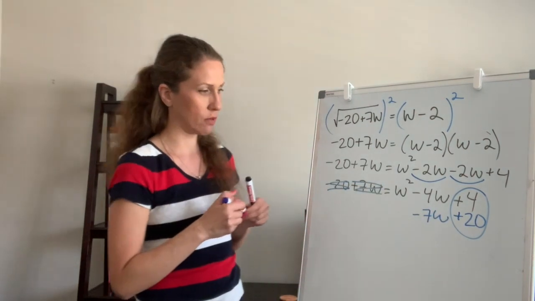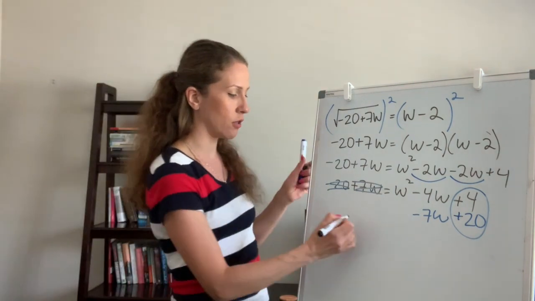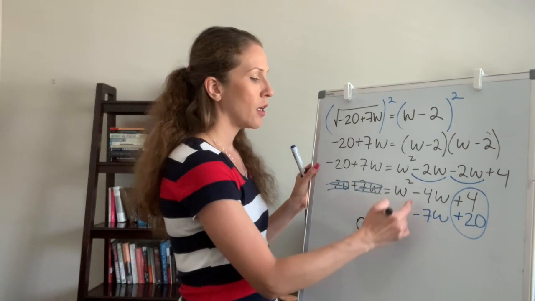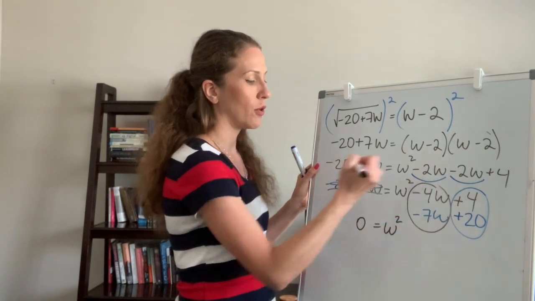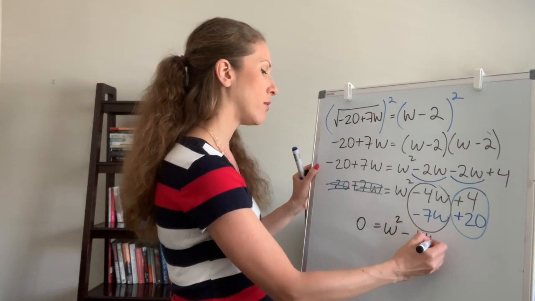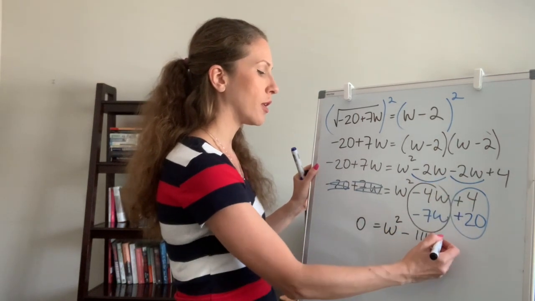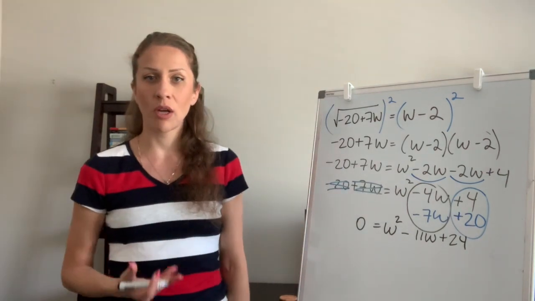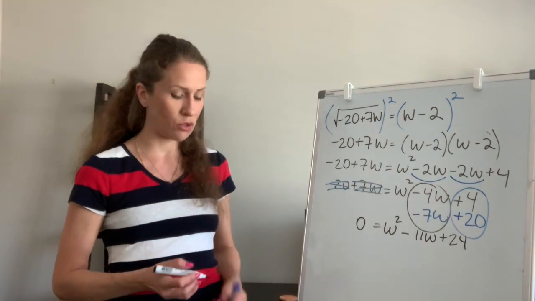So here's what I have now. On the left side, I have a 0, and on the right side, I have w squared. These two, negative 4w and negative 7w, will give me negative 11w. And then 4 and 20 together is 24. So it looks like this is a quadratic equation that probably can be solved using factoring.